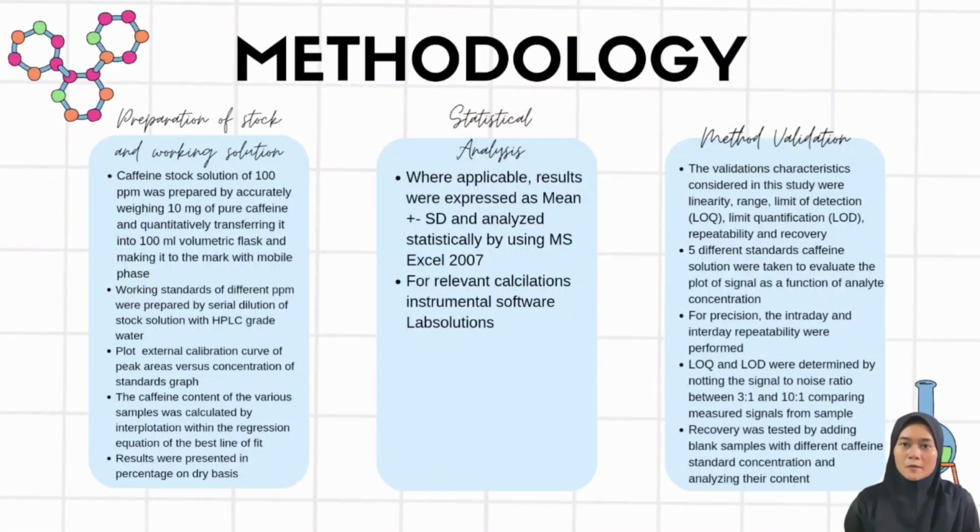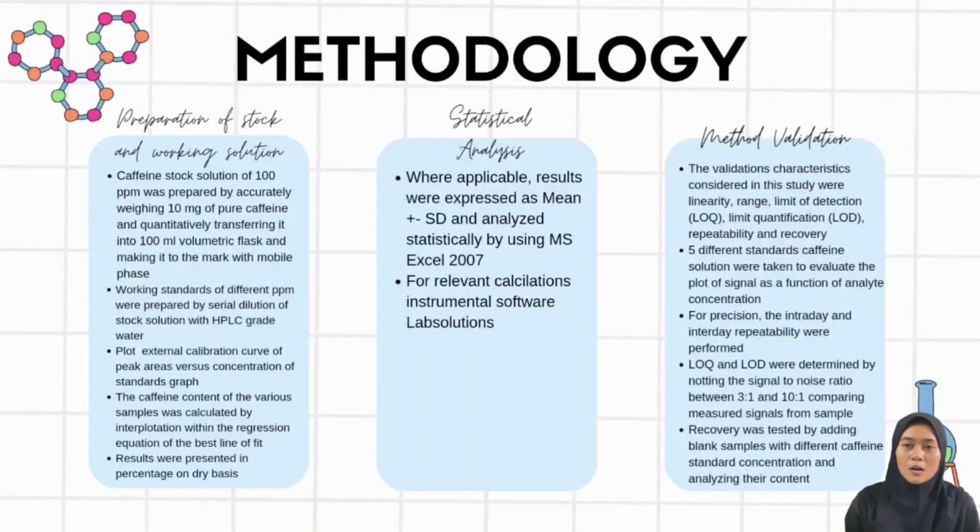Next, the preparation of stock and working solutions. It began with the formulation of a caffeine stock solution of 100 ppm. This was achieved by accurately weighing 10 mg of pure caffeine and quantitatively transferring it into a 100 ml volumetric flask, followed by dilution to the mark with the mobile phase. Working standards of various concentrations were then prepared through serial dilution of the stock solution using HPLC grade water. An external calibration curve was plotted to establish the relationship between peak areas and the concentration of the standards.